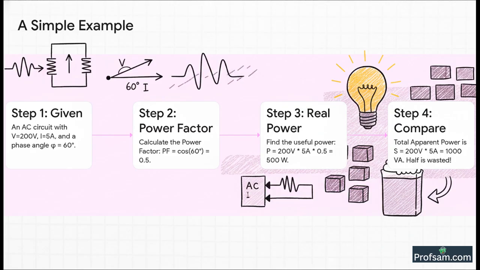But look, what's the apparent power? That's just V times I, which is 1,000 VA. See that? The grid is supplying 1,000 units of effort, but only 500 watts are actually doing useful work. The other half is just foam.